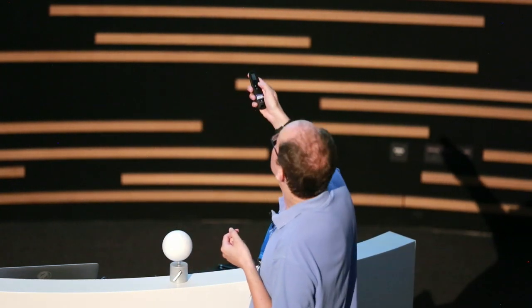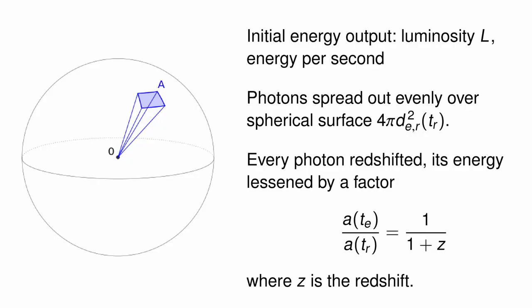But once I have that assumption, I can really calculate how the light of distant objects gets dimmer with distance. So initial energy output, luminosity L, something along the lines of energy per second. Photons spread out evenly over a spherical surface, what is the size of that spherical surface now? If the usual flat geometry applies, it's 4 pi r squared, and the radius is just the distance at the present time of the emitting galaxy and my receiving galaxy. That is what determines how photons spread out over the sphere.